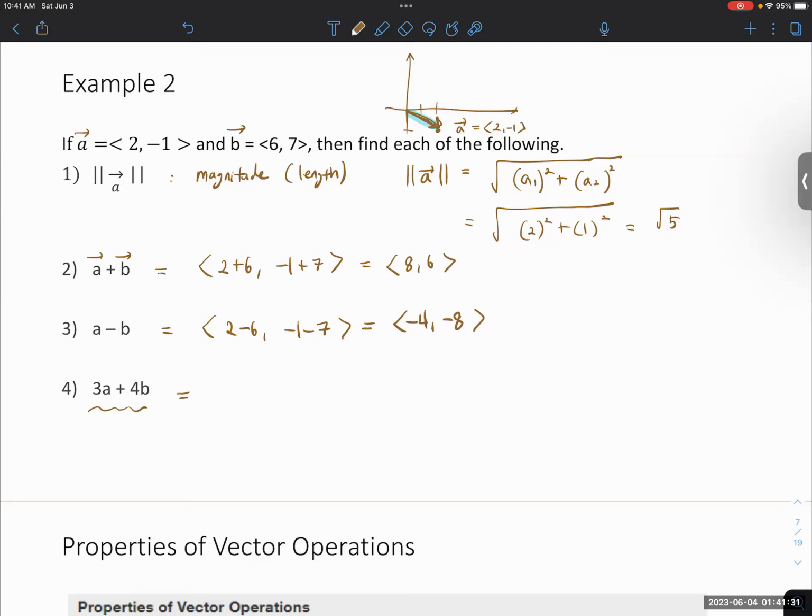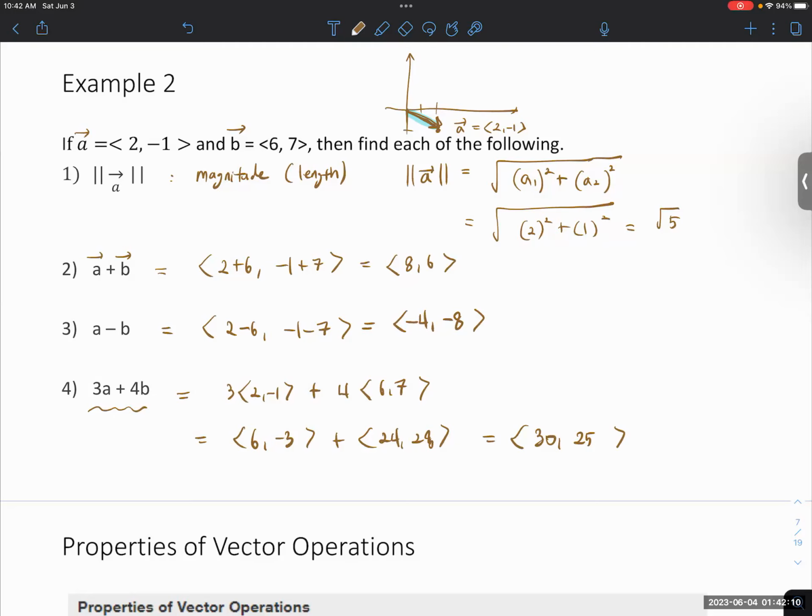And then this is a scalar. Everything is greater than 1, so it's going to be stretched a lot. So 3 times 2, negative 1, plus 4 times 6, 7. So 6, negative 3 plus 24, 28. You will get 30, 25. So these are all the operations of the vectors: summation, subtraction, multiplication, and length. Very, very basic concept. You can also draw the image and check whether you find a triangle or parallelogram.